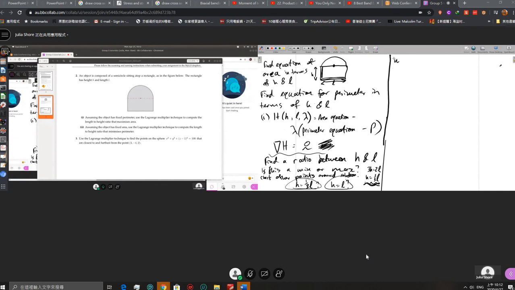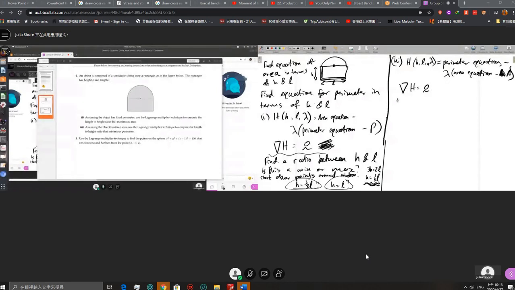And then part 2 is sort of the reverse of what we just did. So now H(L, lambda) is equal to the perimeter equation minus lambda times the area equation. Sorry, what am I doing? Minus the area, and then we want to set del H equal to the zero vector.